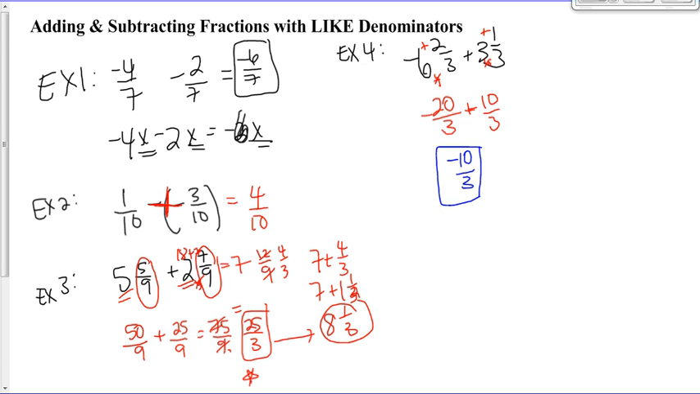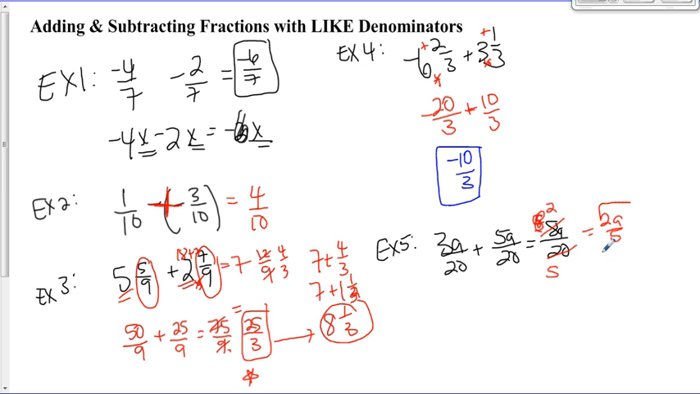And example number 5 is now going to get us to some variables. I have 3a over 20 plus 5a over 20. Denominators are the same. I add the numerators, and that would just be 8a over 20. But don't forget to simplify. The 8 is not married to the a, and so it's got a common factor with the 20. I'm sorry, the common factor of 4, and so that's 2/5 left there, and so I have 2a over 5. Remember, those are just fractions that can be simplified.